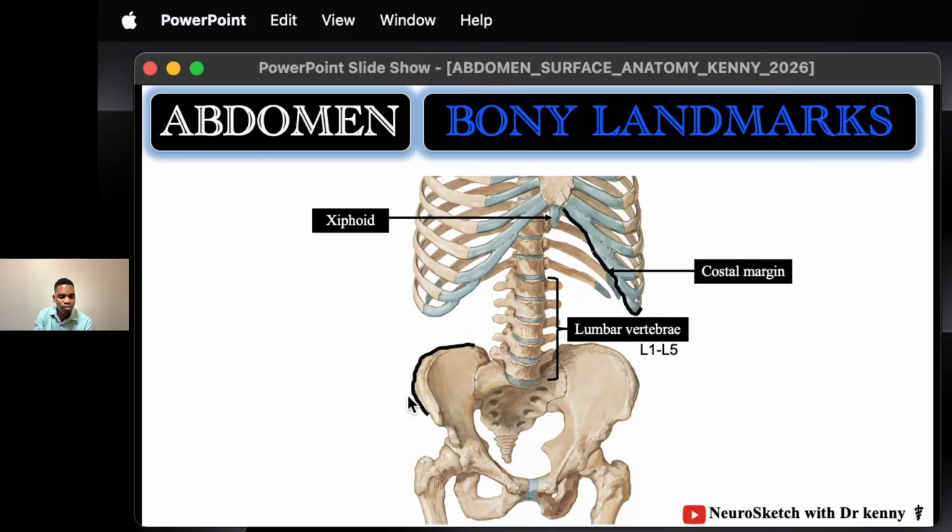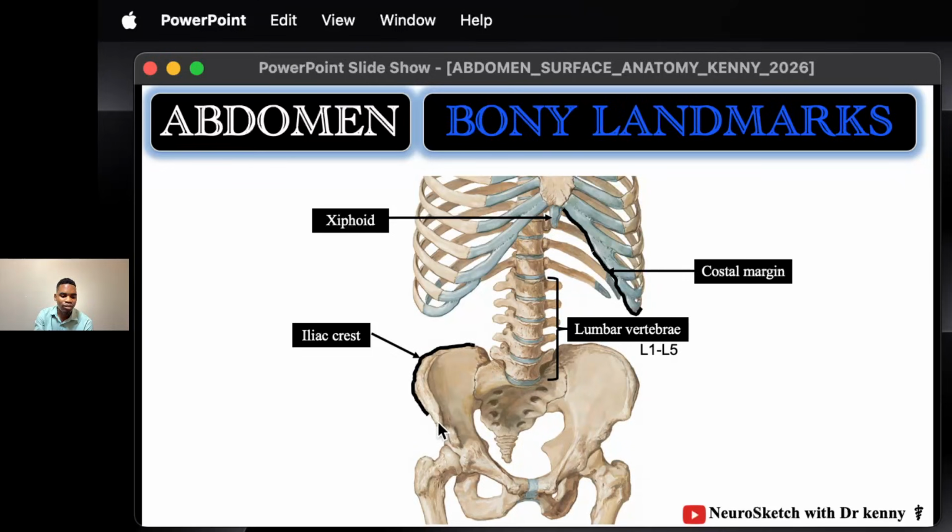We have the xiphoid process and the costal margin on this side. We haven't discussed the pelvic bones, but don't worry about it. We're going to discuss them in detail. It's a separate section that's got maybe a long discussion on itself. But we have this part over here, something like a line. This one is called the iliac crest.